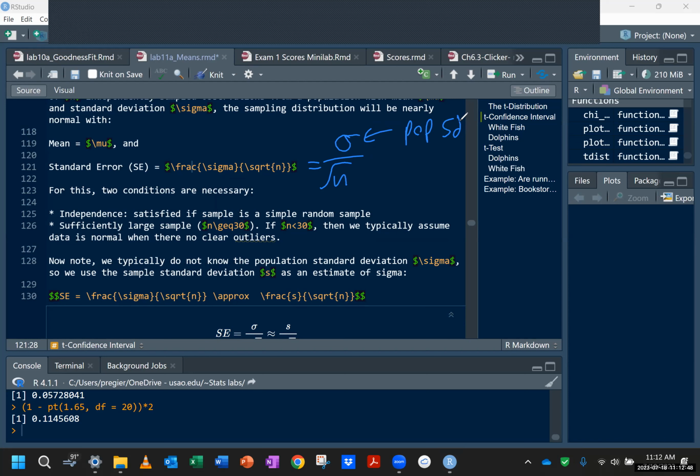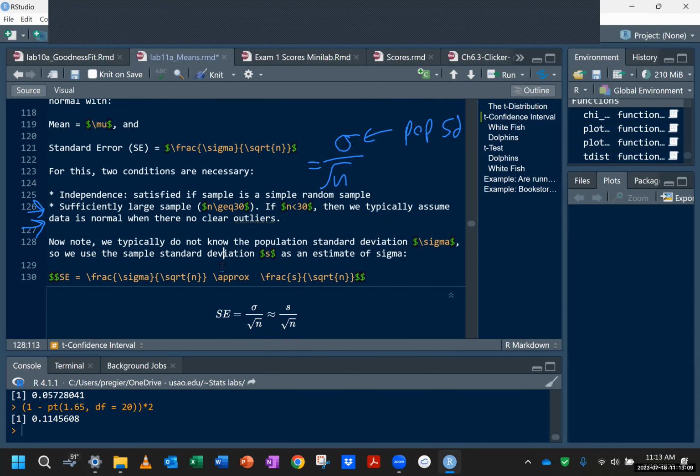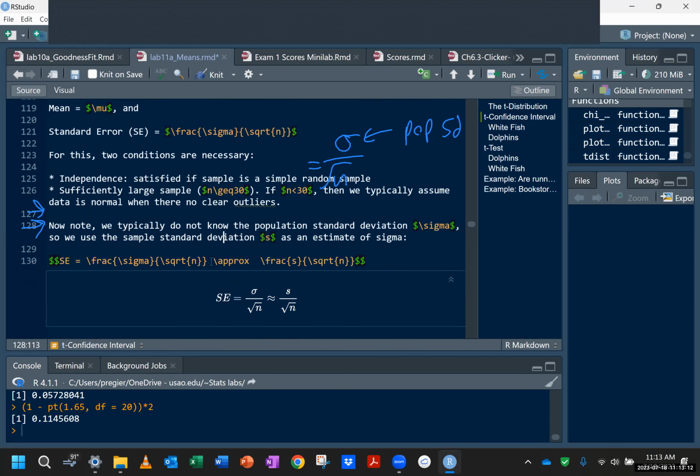So first we want to assume independence, and we have to have a large enough sample size. Usually this means our n is greater than 30. Our n is greater than or equal to 30, then we're usually good enough. If it's less than 30, we'll check. Are there any clear outliers? So with that, we can make an assumption that our population standard deviation is the same as our sample. And then we'll use this formula here for our standard error.